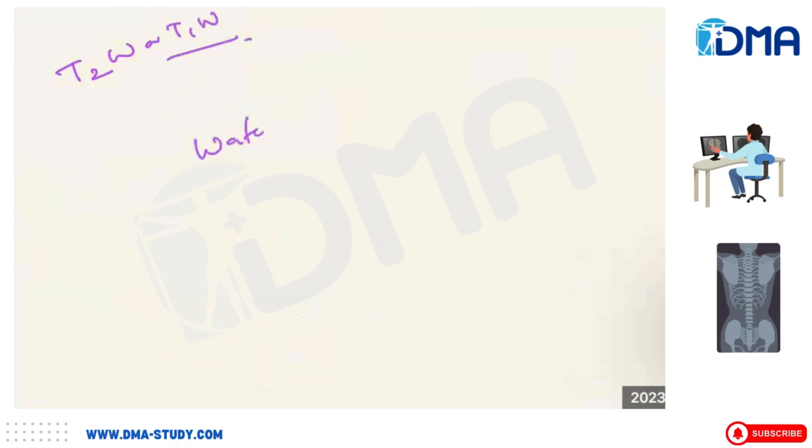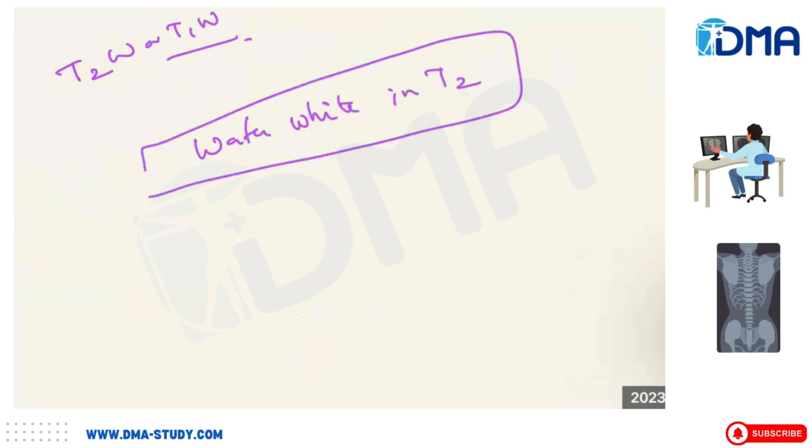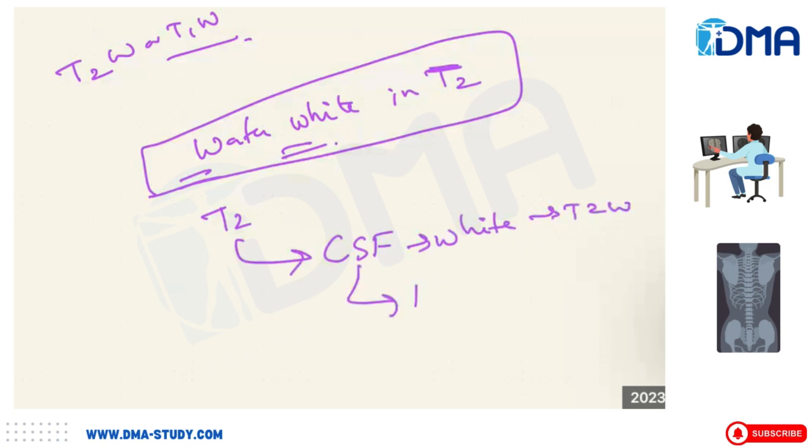Water will be white in T2. Okay, water will be white in T2. So, in a T2 weighted image, you have to look into the CSF area. If the CSF is white in color, it is a T2 weighted image. If the CSF is black in color, it is a T1 weighted image. This is how you differentiate between the T1 and T2 weighted images.